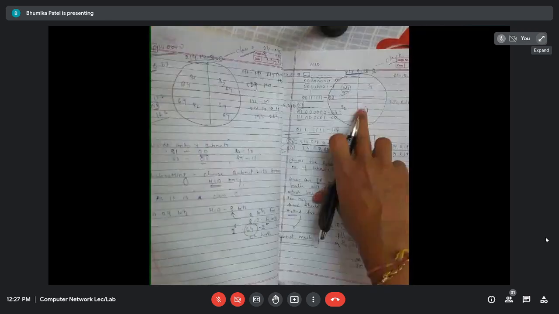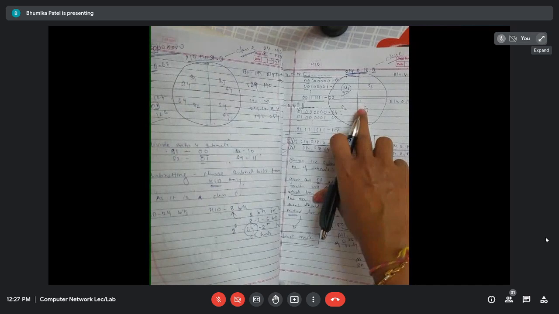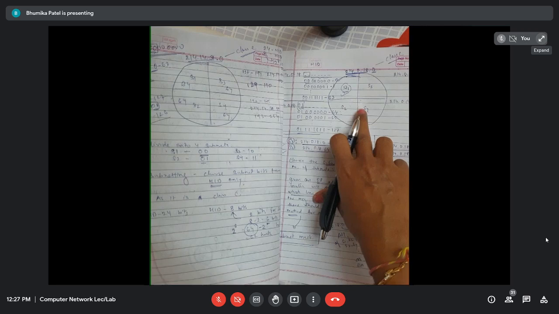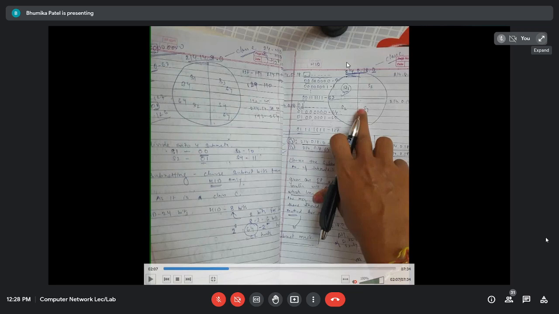For example, in this question we have a class C network, 214.0.18.0, which belongs to class C, and this entire network is divided into 4 different subnets. So how many bits have we selected? 2 bits are selected for subnetting. All of you clear? How many bits have we selected for the subnet? Yes, ma'am.